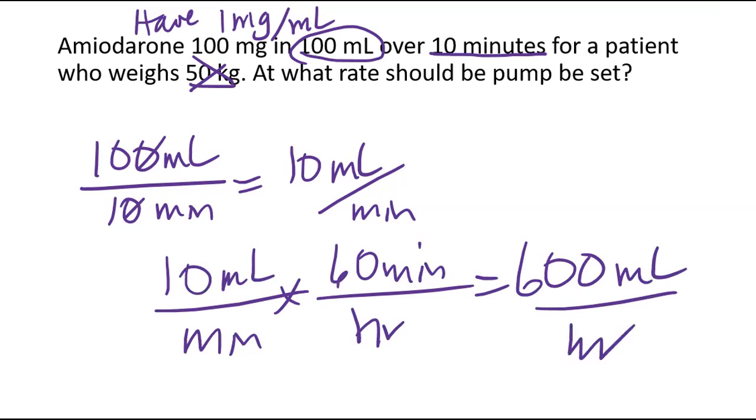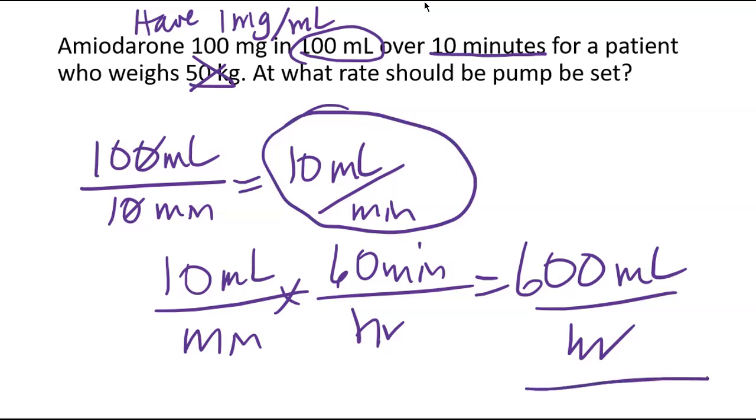But you're giving it over 10 minutes, so it's not likely you're going to give it over hours. It's just a technical note here. You know you're giving it in less than an hour, so this is not really useful. But if you have a pump that only does mLs per hour, it might be useful. But this is your answer essentially, and if you need to convert it to hours, you've got this one.